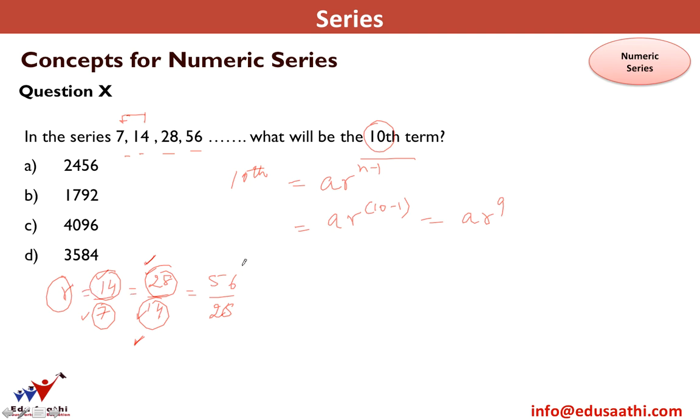So I know that r is 2. So this gives me 7 multiplied by 2 raised to power 9. Now we all know that 2 raised to power 9 is 512. So what is my answer? 3584. This is the 10th term of this series. Let's move on to the next question.